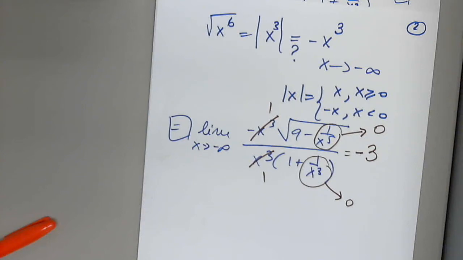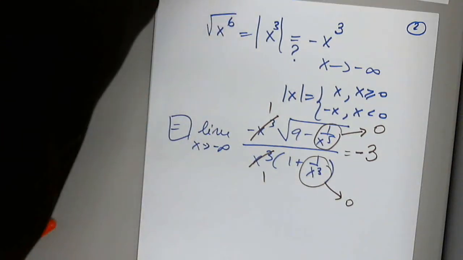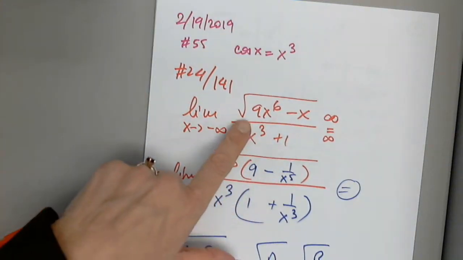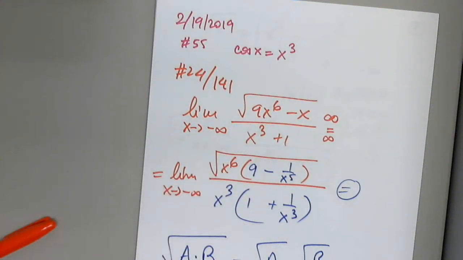Yes, please. In the beginning, when you pulled out the 9x plus 6, couldn't you multiply it by 1 over x cubed? Inside the square root, no.